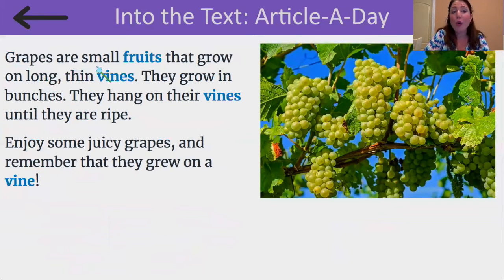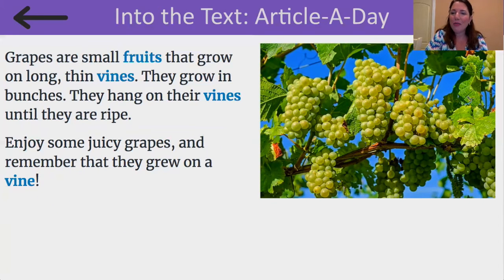Grapes are small fruits that grow on long, thin vines. They grow in bunches. They hang on their vines until they are ripe. Enjoy some juicy grapes and remember that they grew on a vine.